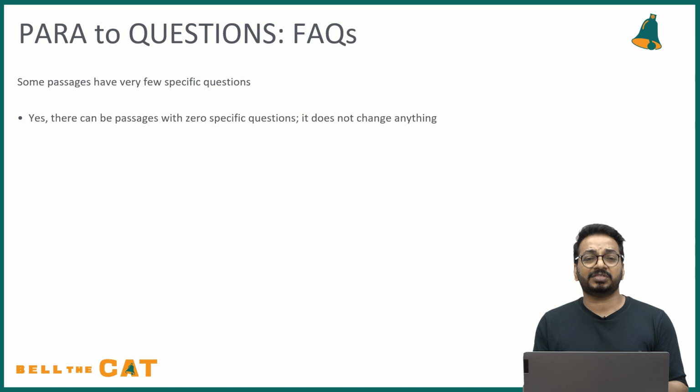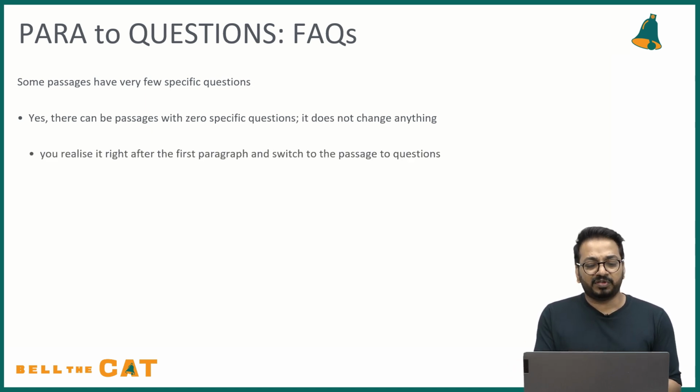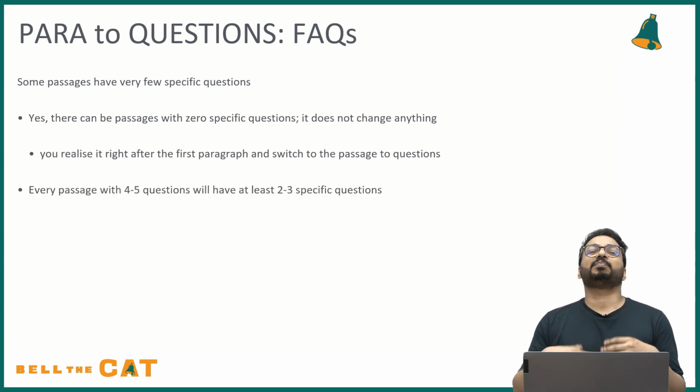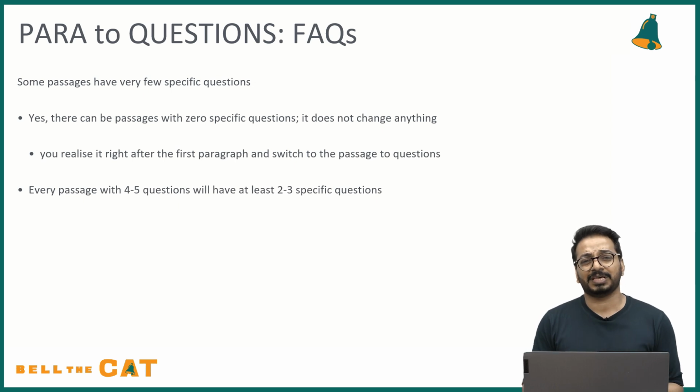But will all passages in a single slot of the CAT be like that? Absolutely not. You realize it right after the first paragraph and switch to passage to questions. Every passage with 4 to 5 questions, it's impossible that a passage will not have specific questions. When I joined IMS many years ago, my first task was to make RC passages and questions, both for CAT and GMAT. And trust me, from making all of these passages, I know that you can never make all questions based on the entire passage. You will have particular paragraphs with particular arguments on which you'll make questions. Right? 4 questions, even 2 you're able to get before reaching the end and get them correct. Is it a good deal? Absolutely a good deal.